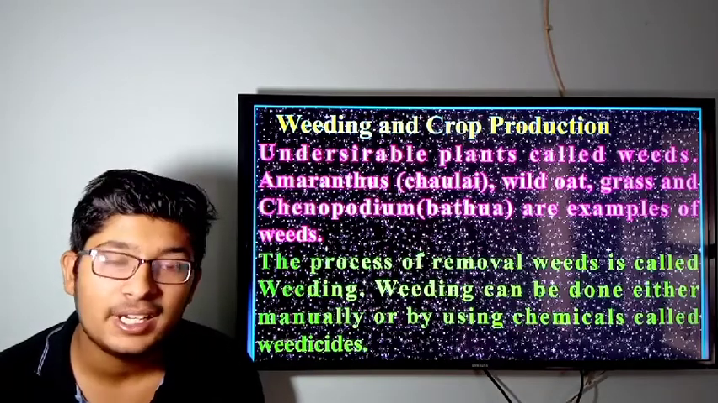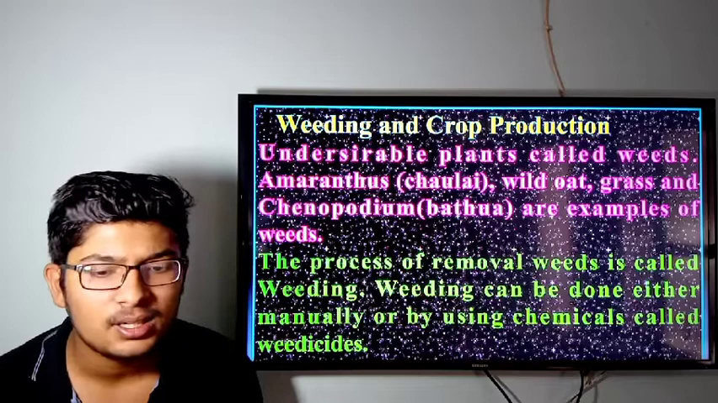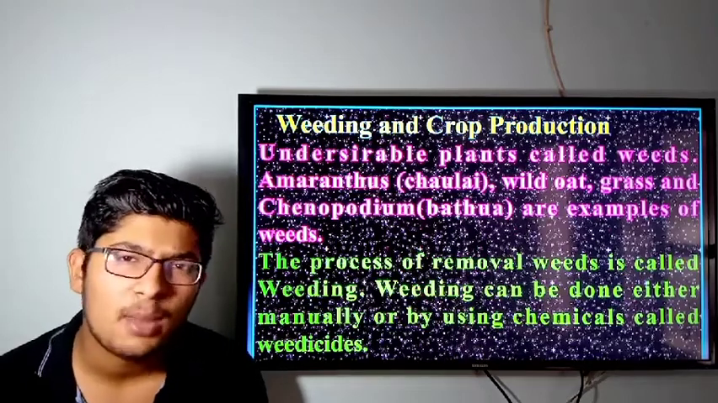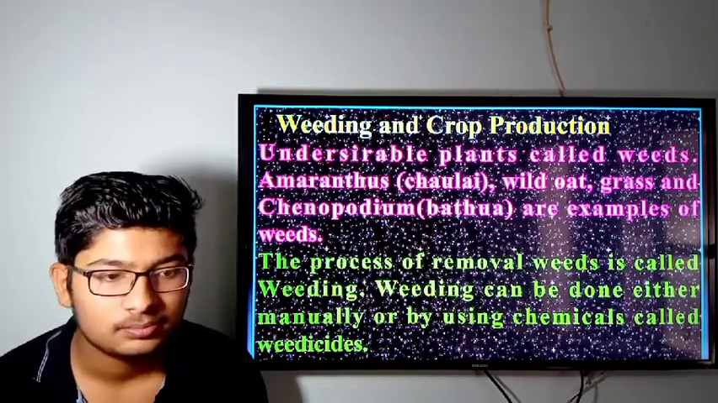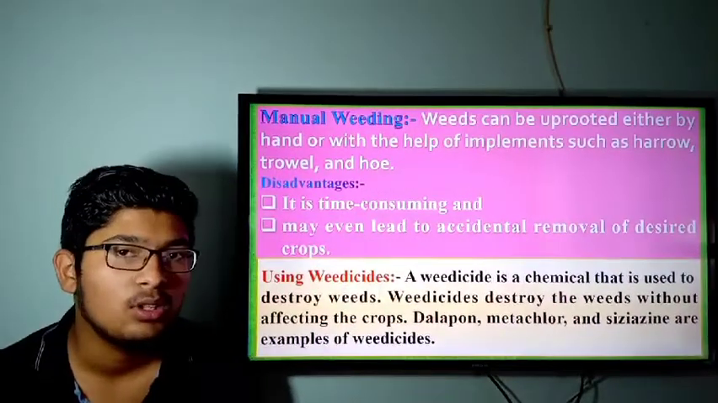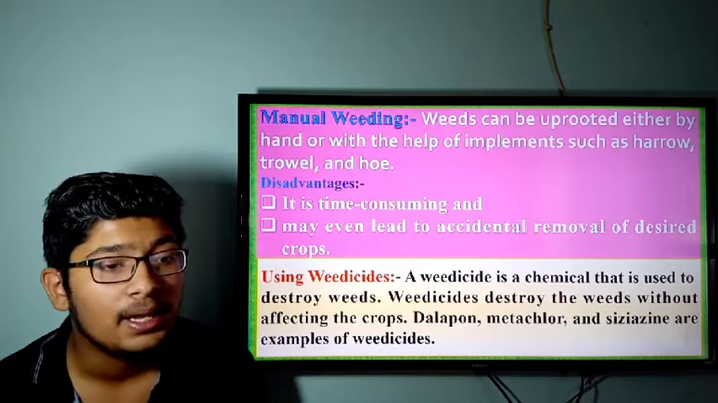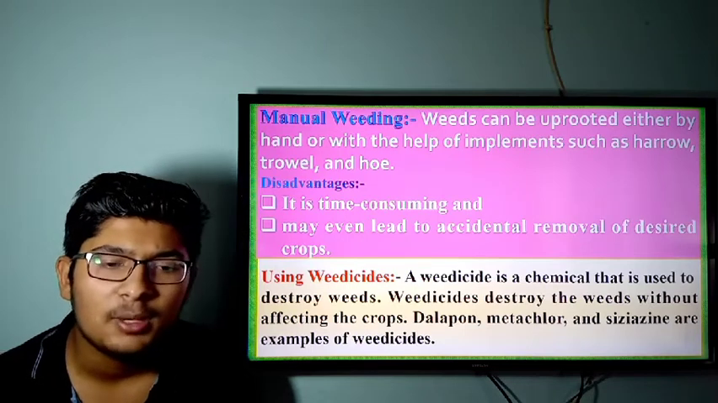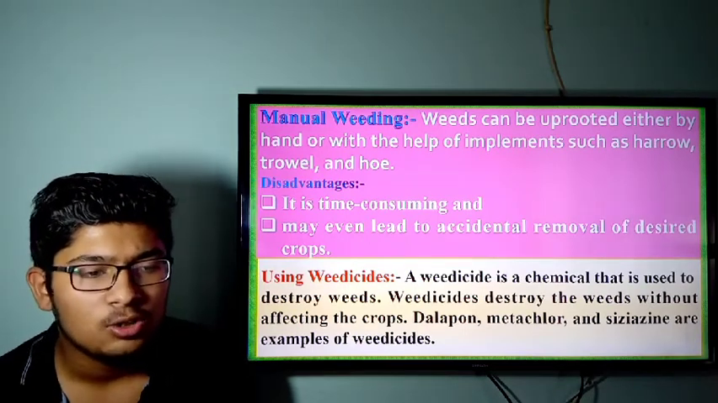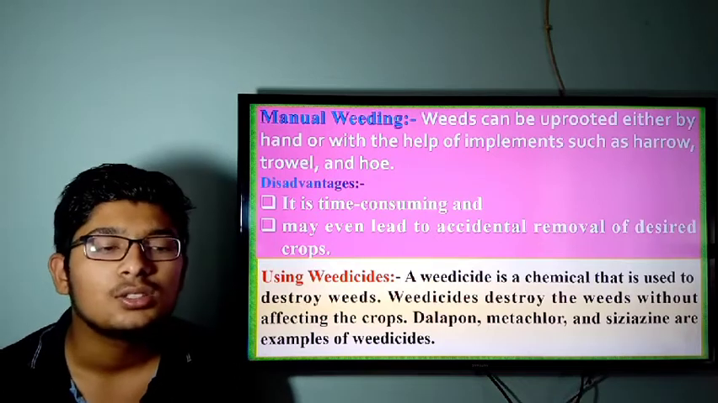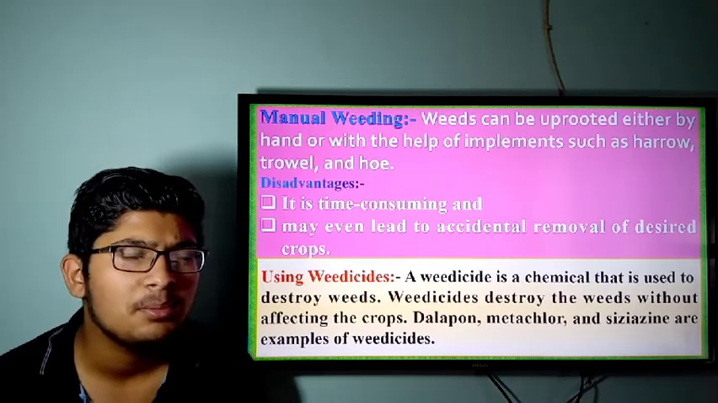Weeding can be done either manually or by using chemicals. Manual weeding: weeds can be uprooted either by hand or with the help of implements such as harrow, trowel and hoe. So what is manual weeding? Manual weeding means by hands.